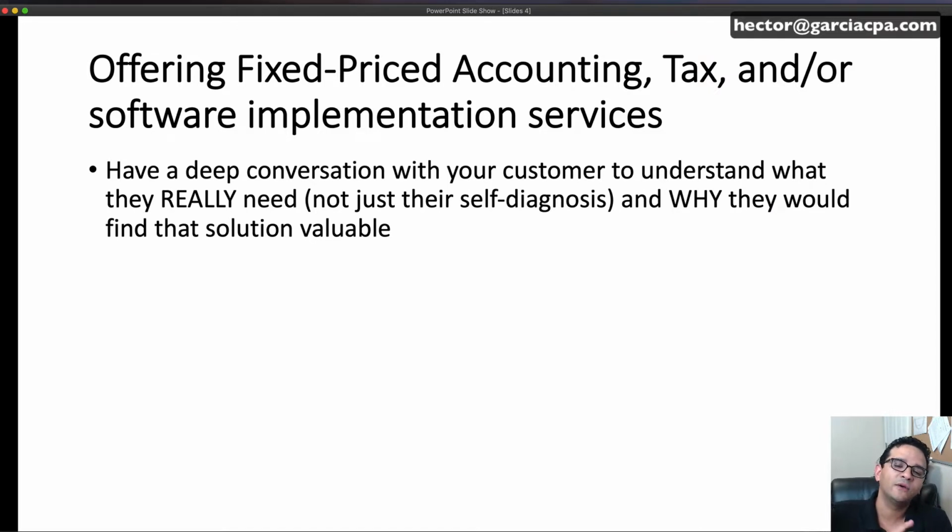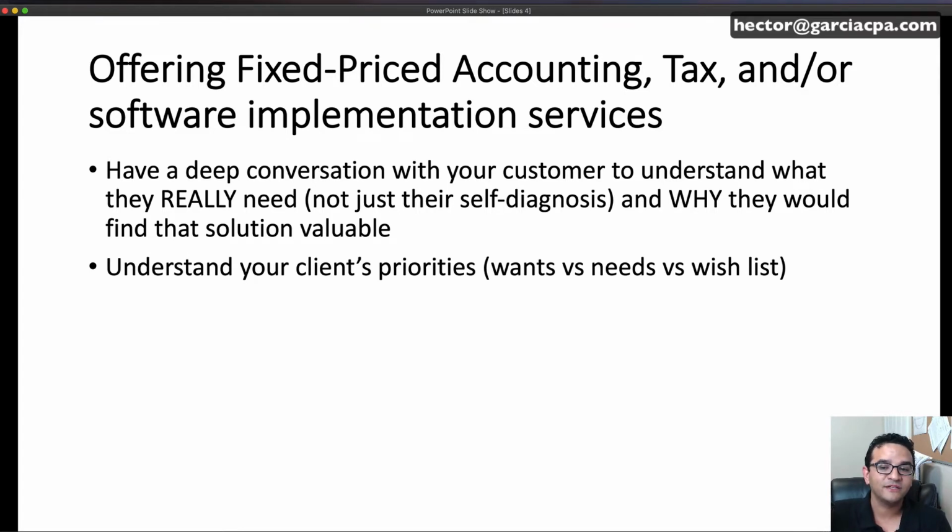So the first thing you're going to do is have a deep conversation with your customer. Try to understand what they really need. Don't take their self-diagnosis, right? Understand why are they coming to you, why they need you to solve that problem for them, and how valuable it would be for that problem to be solved.